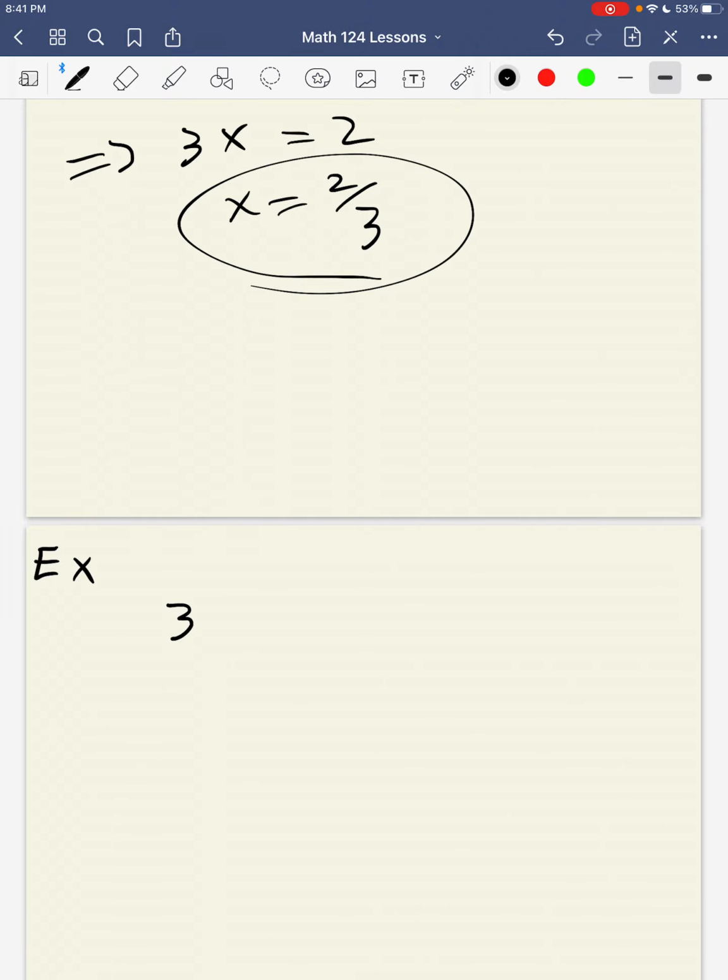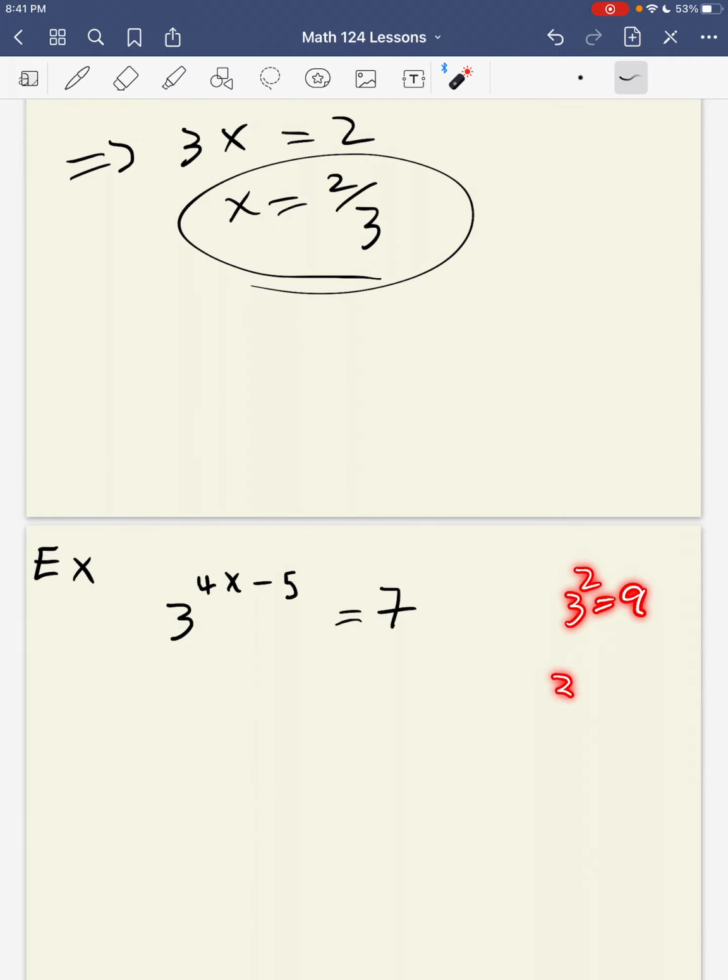Say we have 3 to the 4x minus 5 equals 7. Okay, so now we cannot write this as a base 3, right? Like, for example, if it was 9, you could write 3 squared equals 9. But we can't find a very easy way to write 7 as a 3 raised to something. So what we can do in this case is we take the logarithm of both sides.